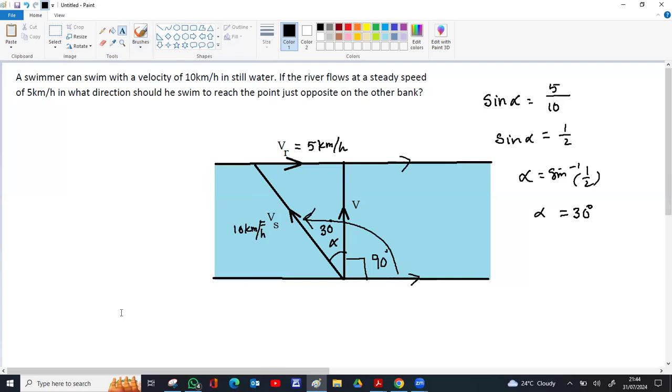So the person has to swim at an angle of 30 degrees from the direction of the straight opposite point, or 120 degrees, 90 plus 30, from the direction of the river flow. This is the river flow. So this is the swimmer, that should be 90 plus 30, 120 degrees away from the direction of the river flow.